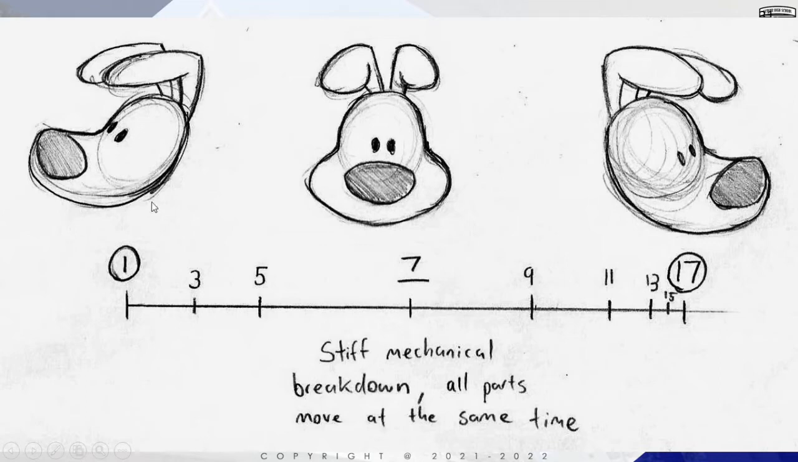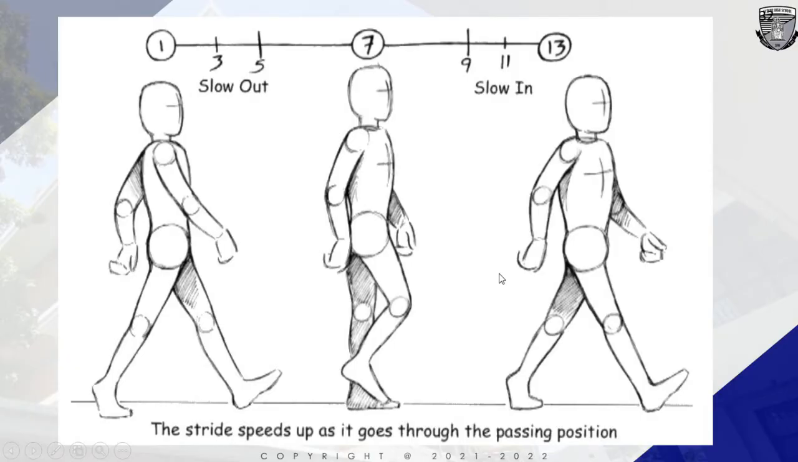Okay, we have here your keys, your breakdown, and your in-betweens. So your keys are 1 and 17, your breakdown is 7, and the in-betweens are 3, 5, 9, 11, 13, and 15. Those are called your in-betweens. This is also an example of that breakdown chart. As you can see here, we have 1, 7, and 13 as your keys, and 3 and 5 as your in-betweens.